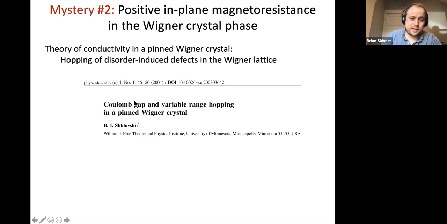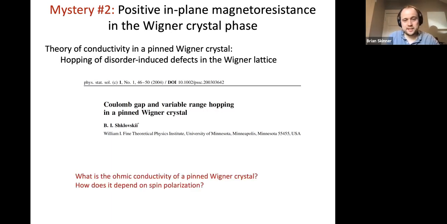So that's Klaus' paper, but this paper doesn't explain why the conductivity should depend on spin polarization and why it should depend in the direction that it does. So I think that's really an open question, to flesh out what are the mechanisms associated with ohmic conductivity of Wigner crystal. This is a very nice paper, but probably not the full story. And then once we're confident that we understand that, we can ask the question of why should a Wigner crystal get more resistive when you spin polarize as opposed to less resistive?